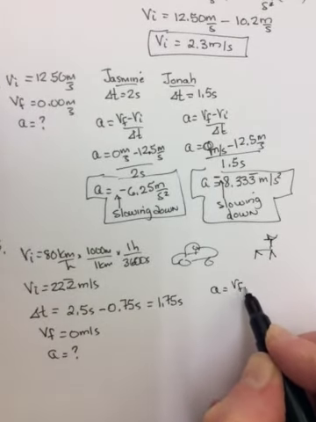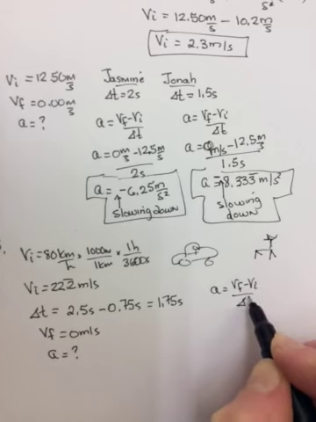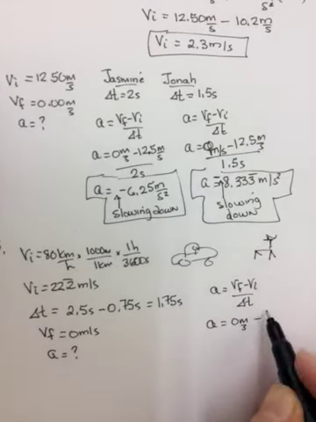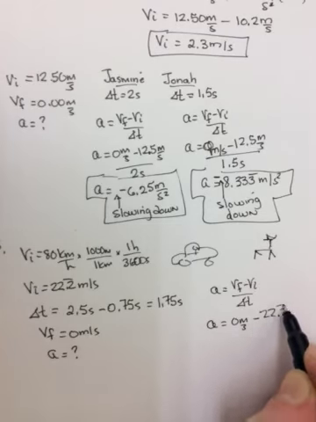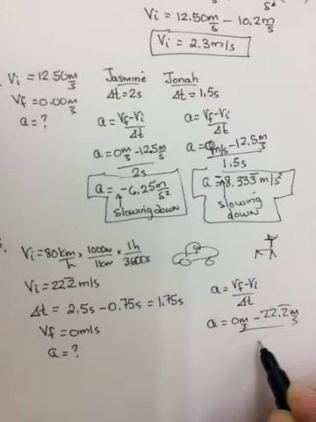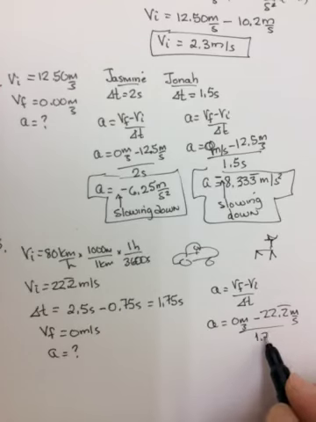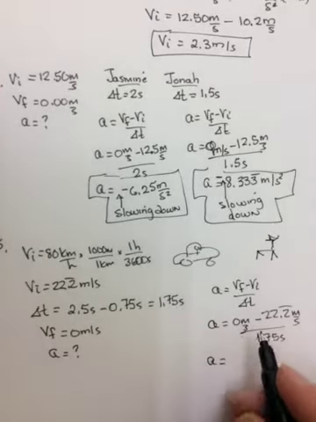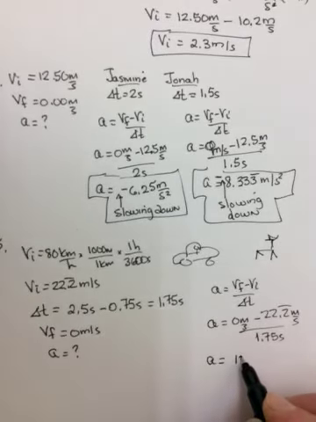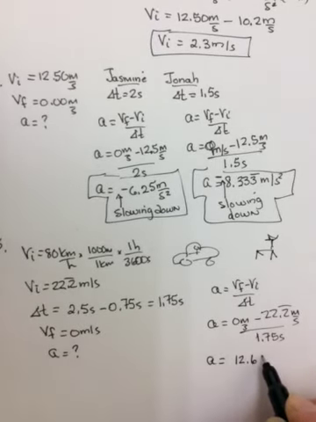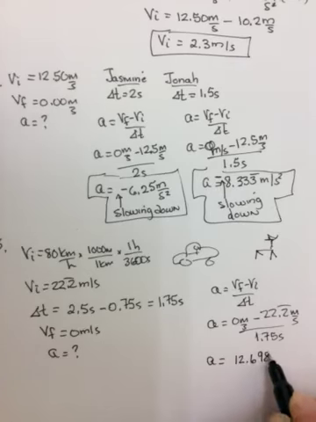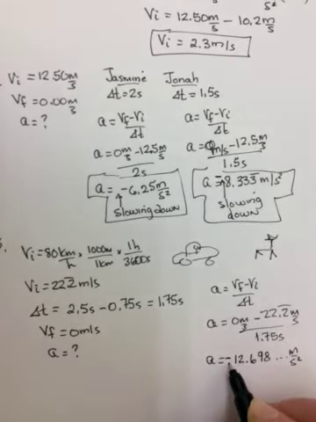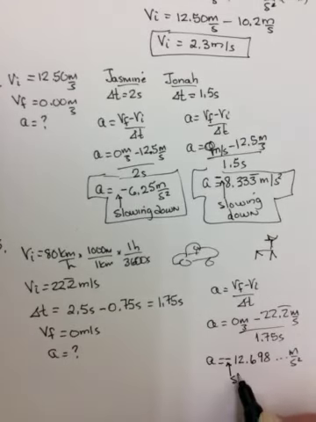So A equals VF minus VI over delta T. A equals 0 meters per second minus 22.2 repeating meters per second over 1.75 seconds. A equals 88 divided by 7, which is 12.698 meters per second squared, and it's going to be negative. You're stopping, you're slowing down.